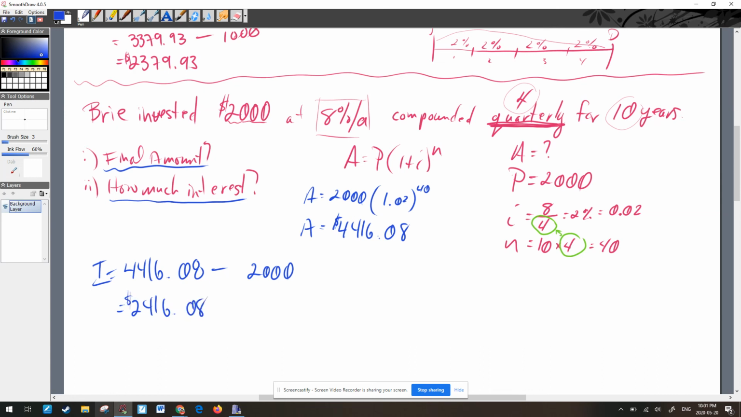Okay. So that's a really, really, really basic start on compound interest. Okay. We are going to explore this much more thoroughly soon. But for now, I think that's probably good.